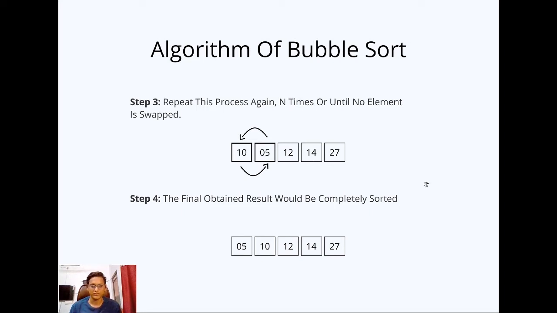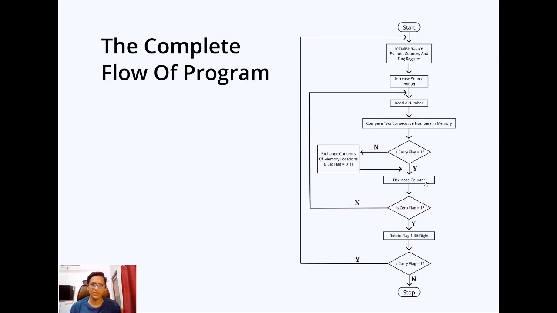Let's move on. Now we will see how to use this method of sorting the array in the program that we are going to create. First, let's see the flowchart of the complete program. This might look a little complicated, but don't worry. We will see each one of the points one by one. So let's first start with the initialization phase.